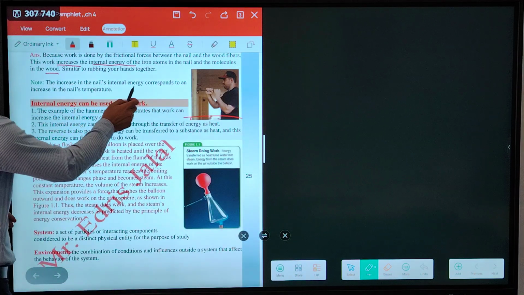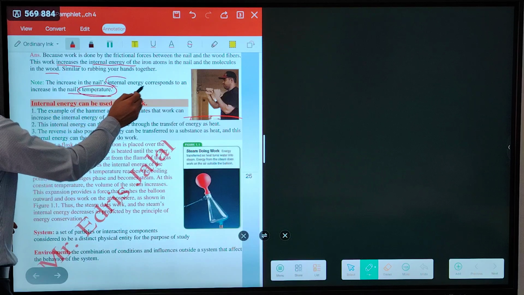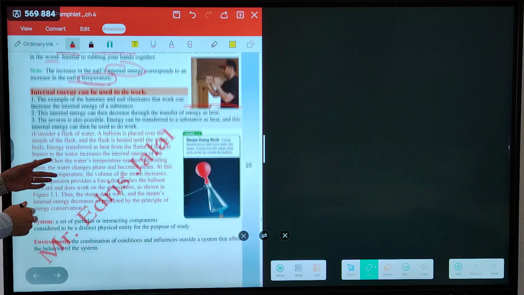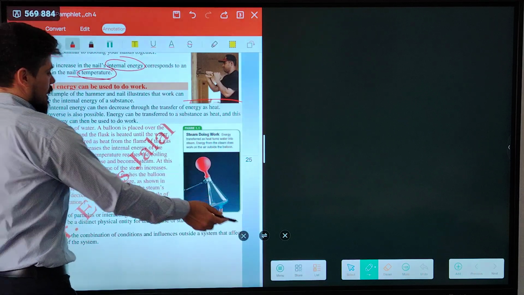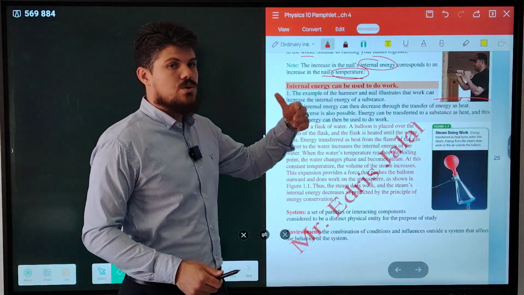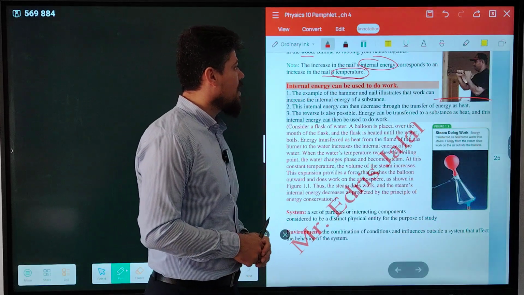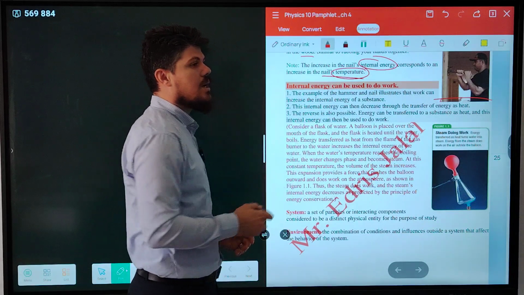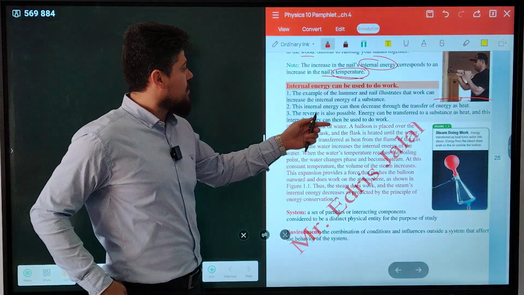The increase in the nail's internal energy corresponds to an increase in what? Temperature, because the relation between internal energy and the temperature is directly proportional. When internal energy increases, the temperature also increases. Guys, look, internal energy can be used to do work, and vice versa is true also. The example of the hammer and the nail illustrates that work can increase the internal energy. The work can increase what? The internal energy of the substance.